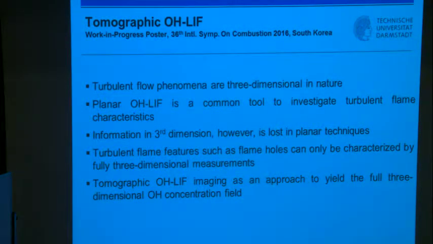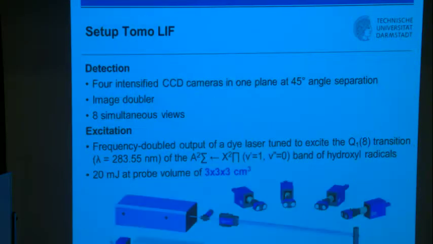And we have here a first attempt to use that methodology for tomographic OH fluorescence. You see the experimental effort is now shifted more to the detection side, because in principle now you can use a single laser with sufficient pulse energies. You create here a volume that is observed by a number of cameras.